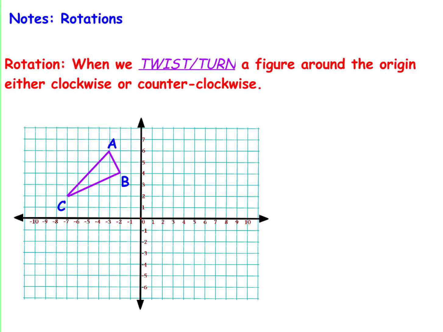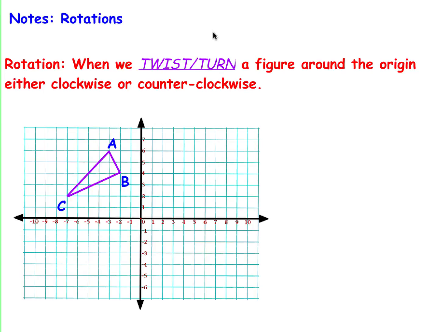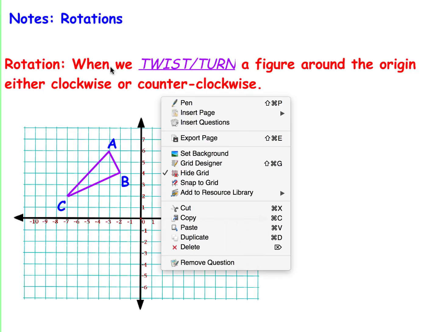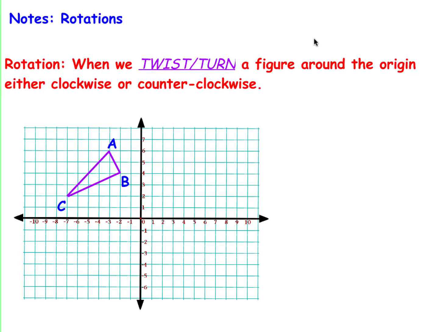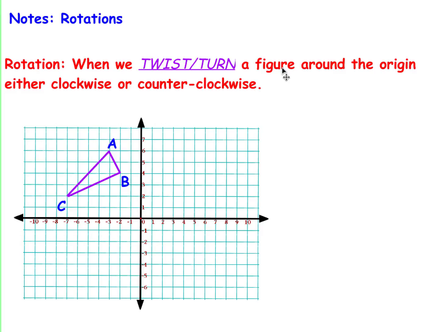So far, we've talked about translations. Translations is when we slide. And then we've also talked about reflections. Reflections is when we flip our image. Now with rotations, we're talking about twisting or turning it.